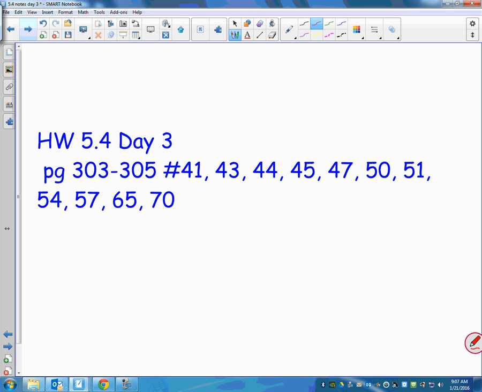Alright, if you still have questions to do from yesterday that are just practicing your fundamental theorem of calculus, you can finish that. And then we're adding 41, 43, and 44, which use your calculator. You just have to set that to your actual value. And 45 and 47 are just like the ones we just did. It says you can use your calculator on 50, 51, and 54. So about half of these are calculator questions.